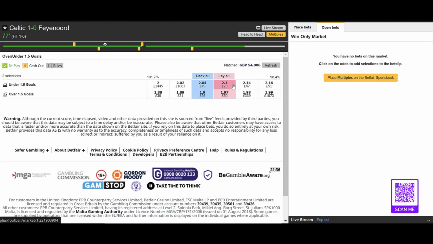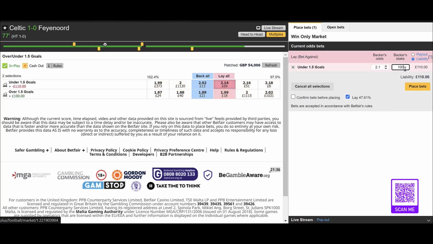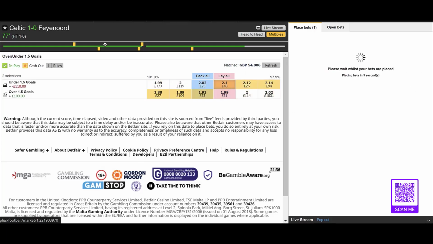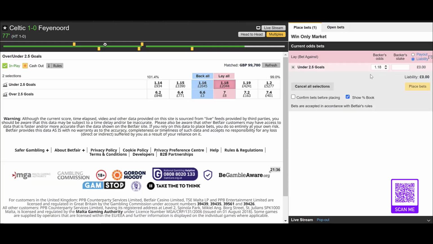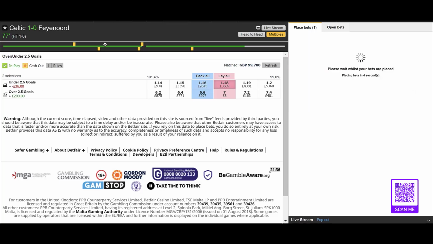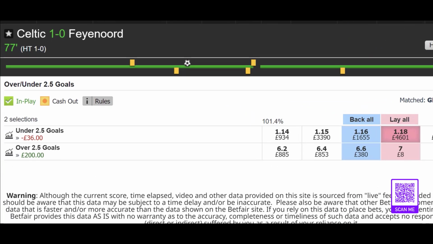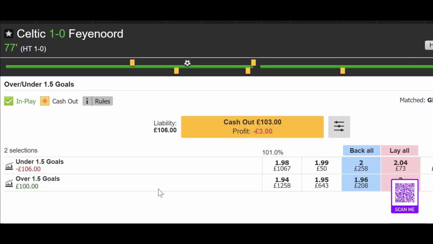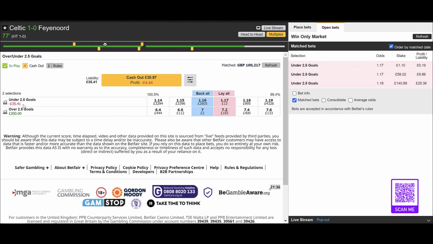So what we're going to do is lay under 1.5, which means we just need 1 more goal to get a profit on that, and then we'll also look to lay the under 2.5, because 1 goal could easily lead to 2, and we are 2 goals overdue. So let's get this in the market. Yeah, we're all set on the under 1.5, and we're all set on the under 2.5. 1 goal will definitely make us profitable on this, but 2 goals will pretty much hit the jackpot.